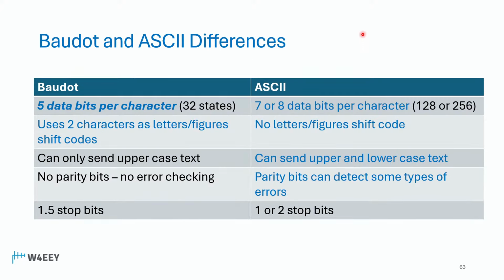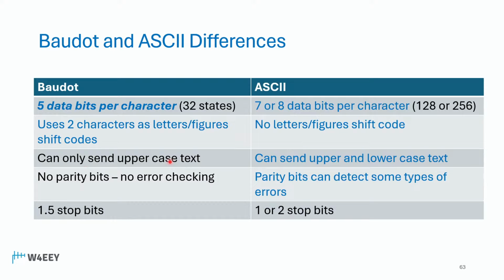Some more differences. I put a little table together here. Blue represents things you'll see in the pool. Baudot is 5 data bits per character. ASCII is 7 or 8 data bits per character. Baudot uses 2 special characters as letters and figures shift codes. With ASCII, we don't need that. No letter or figure shift code.